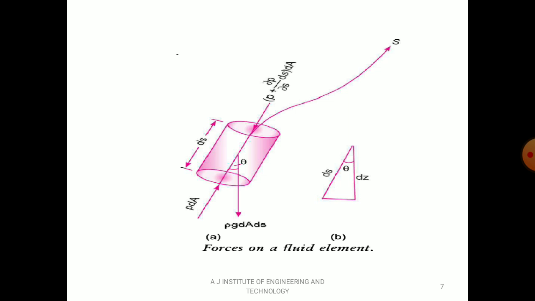Then there is the weight of that fluid element. Weight acts vertically downward. As we all know, weight W equals mg. How do we get an expression for m in terms of density? Density equals mass by volume, so mass equals density into volume. Now volume can be obtained by multiplying area into thickness. The area here is dA and the thickness or length is ds. So rho into dA into ds is the mass. In order to get weight, we multiply mass by g, the acceleration due to gravity. So rho into dA ds into g is the weight of the fluid element.